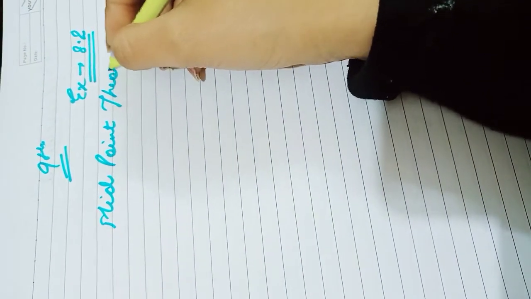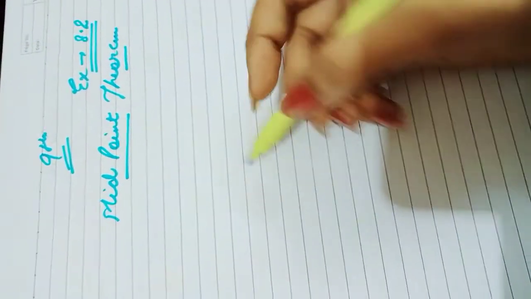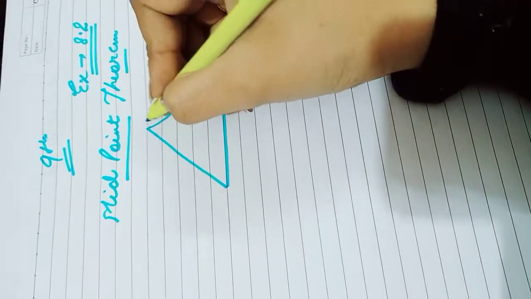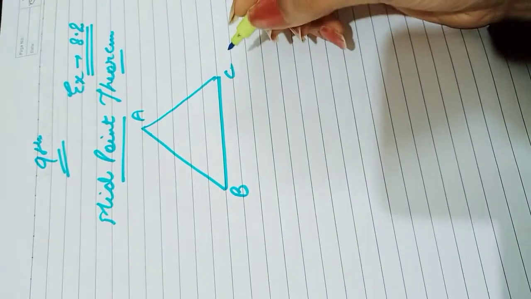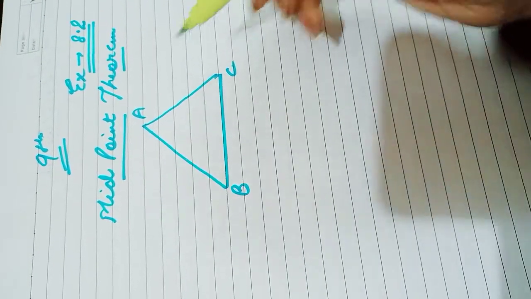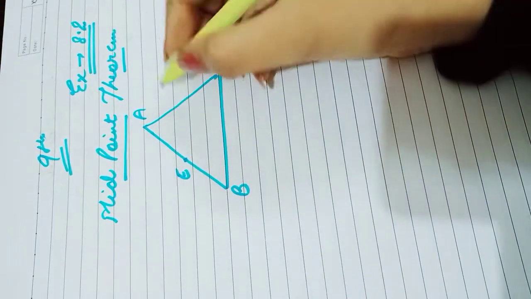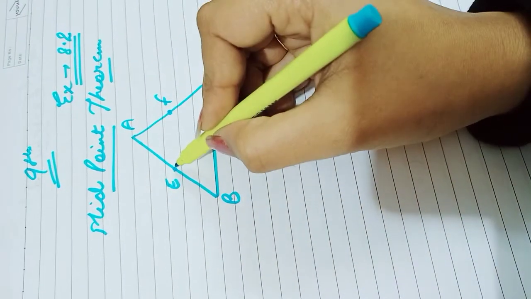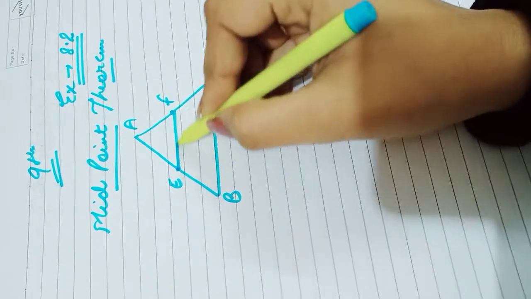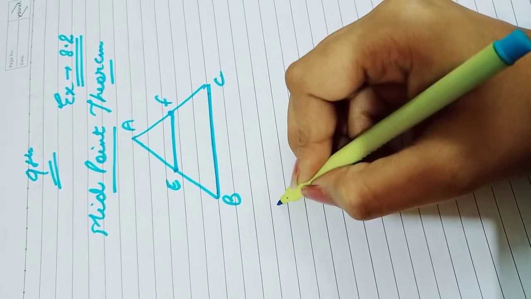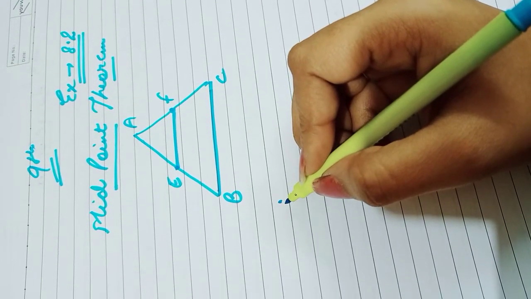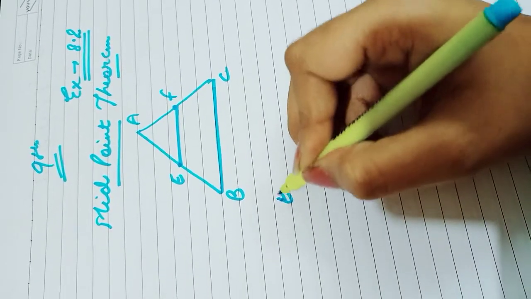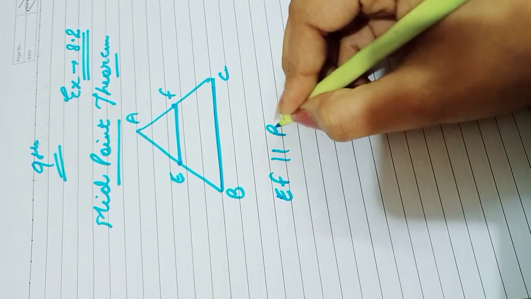So what's the theorem? First of all, you must understand. In a triangle ABC, if the midpoints of any two sides are given, like E is the midpoint of AB and F is the midpoint of AC, then when you join these two midpoints, the line would be parallel to the third side. Means the line joining the midpoints of two sides of a triangle is parallel to the third side. The line joining the midpoints is EF, which would be parallel to BC.